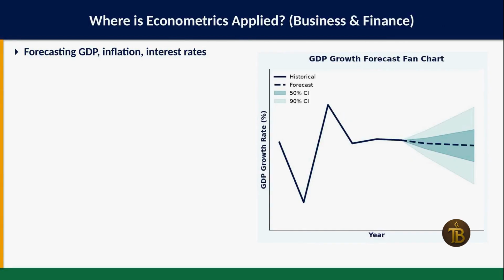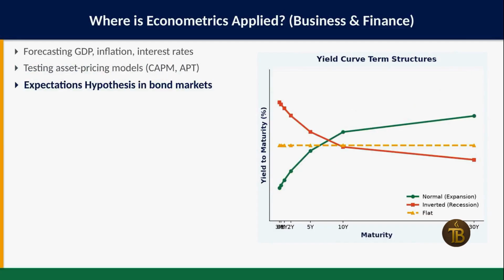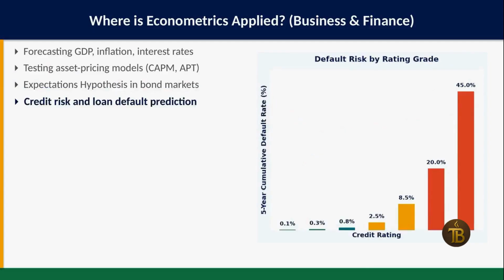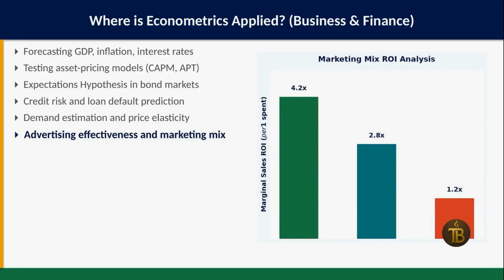Econometrics is just as central in business and finance. It's used to forecast GDP, inflation, and interest rates. It's used to test asset pricing models like the CAPM and arbitrage pricing theory. It's used to test the expectations hypothesis in bond markets. It's used for credit risk modeling and predicting loan defaults. It's used for demand estimation and measuring price elasticity. It's used to evaluate advertising effectiveness and the broader marketing mix.